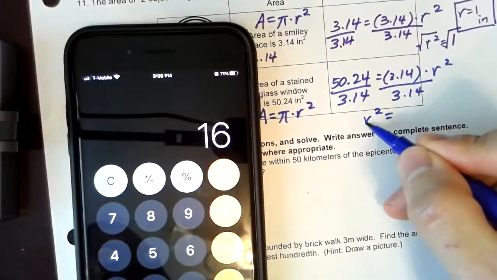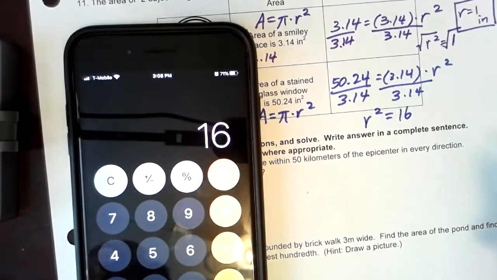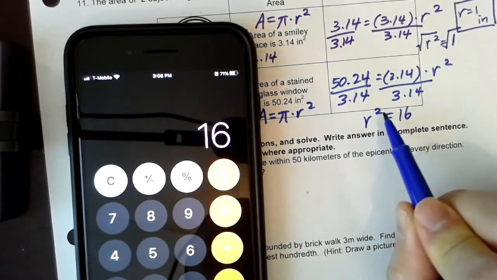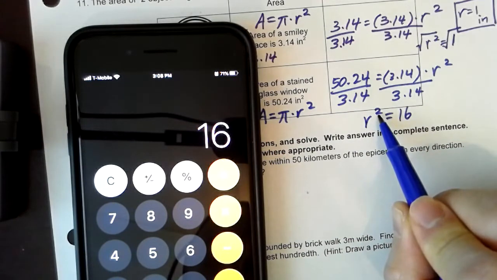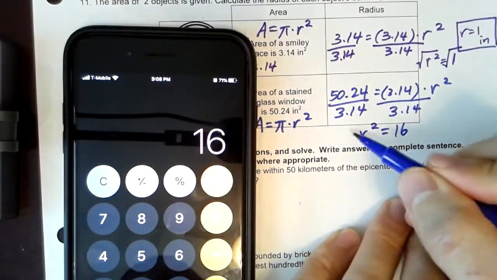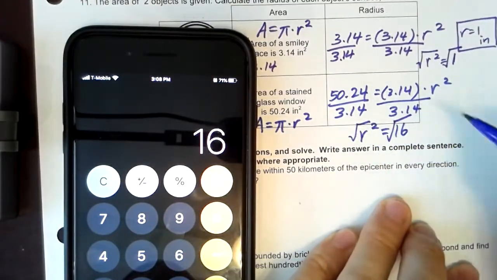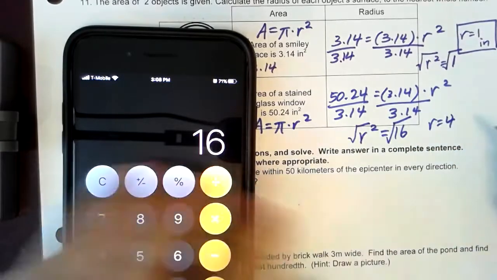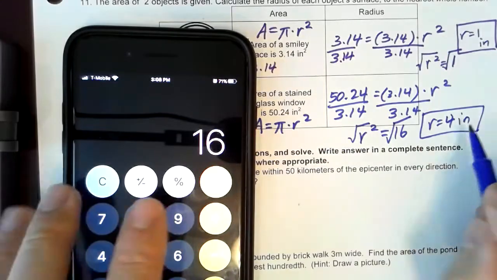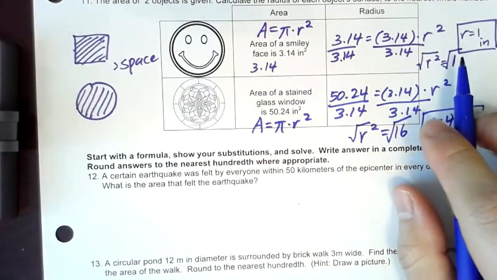That's exactly what I thought it would be. r squared equals 16. So now you have to ask, what number times itself will equal 16? Square root both sides, and you realize that r has to be 4. 4 times 4 equals 16.